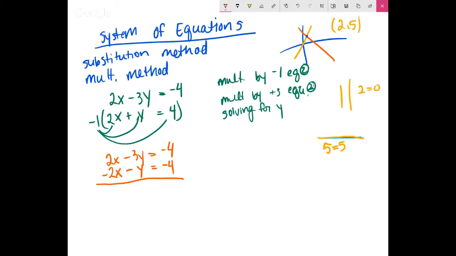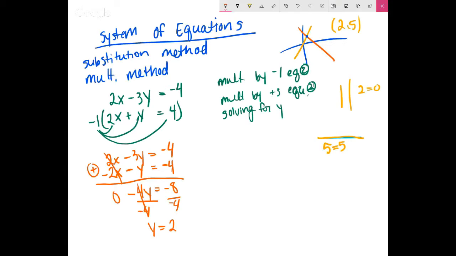Okay, so we're adding these two equations. 2x plus -2x gives you 0. -3y plus -y gives you -4y. And then -4 plus -4 gives you -8. All right? We want to divide by -4 so that we can isolate the y. -8 divided by -4 is +2.